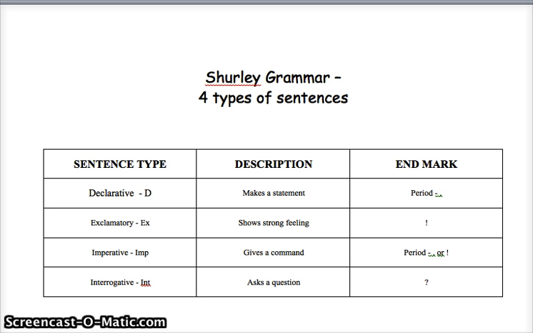So very quickly, the information that you will be responsible for is there are 4 types of sentences. There is a declarative sentence, which makes a statement, an exclamatory sentence, which shows strong feeling, an imperative sentence, which gives a command, and an interrogative sentence, which asks a question.